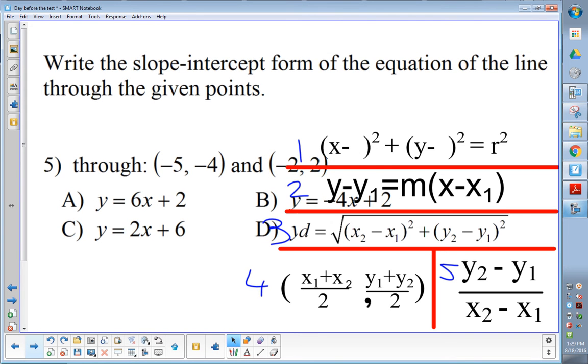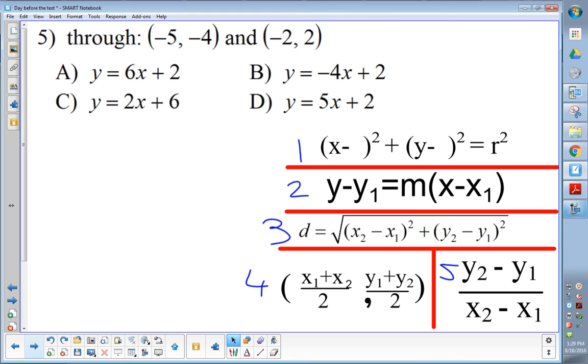It says up there, write the slope-intercept form of the equation of the line through those 2 points. We're writing an equation of a line through those 2 points. We need some formula. So looking at those formulas up there, if we're writing the equation of a line, show me with your fingers which formula we are going to use. Show me with your fingers.